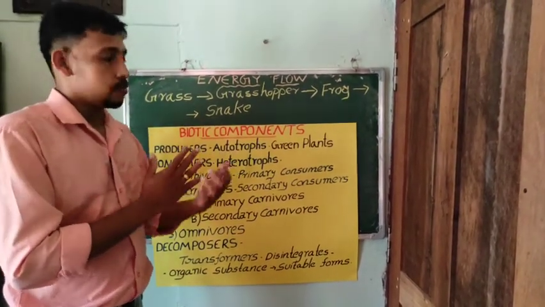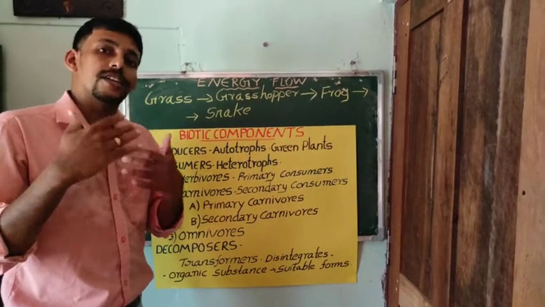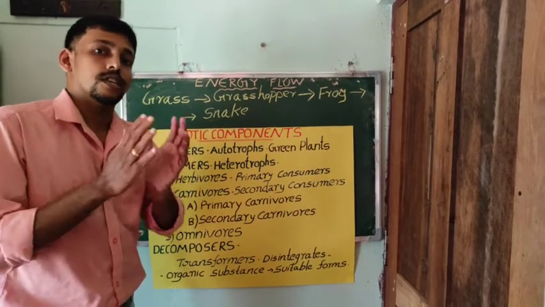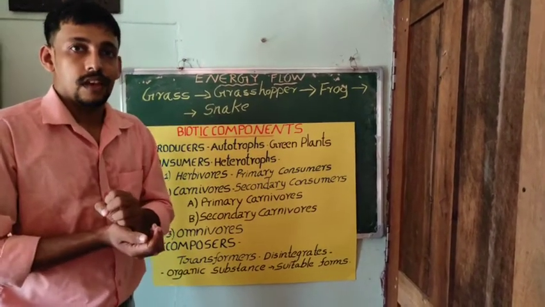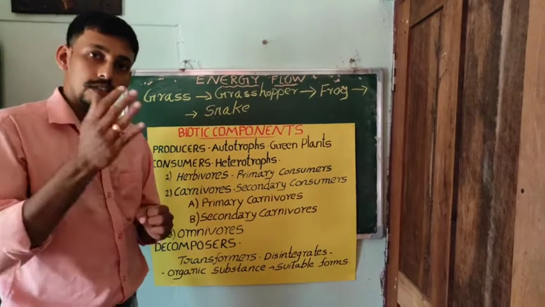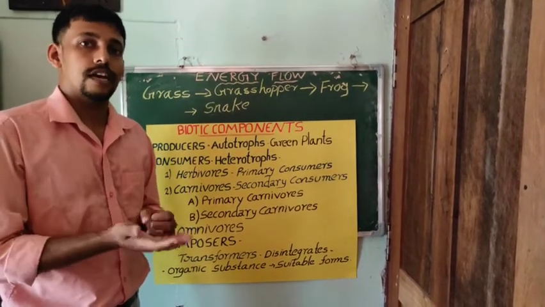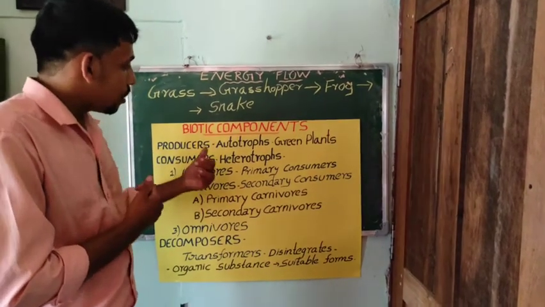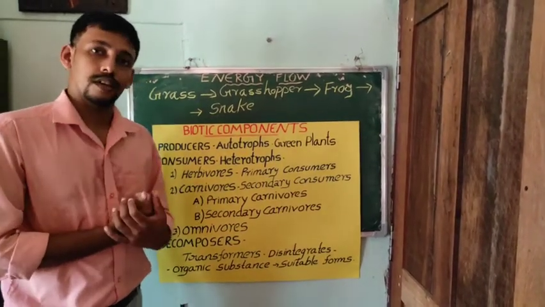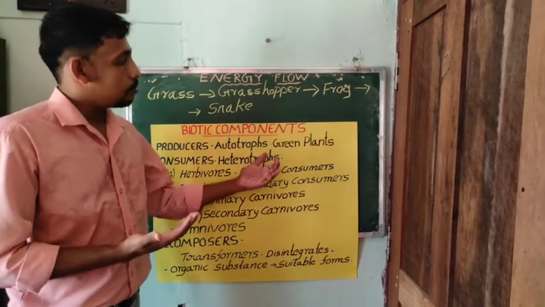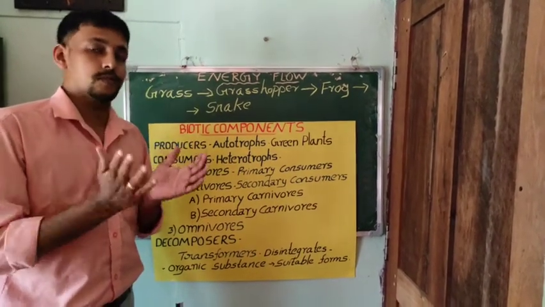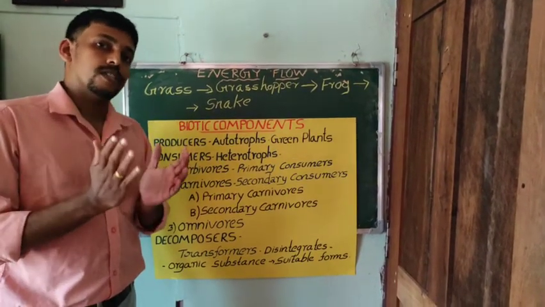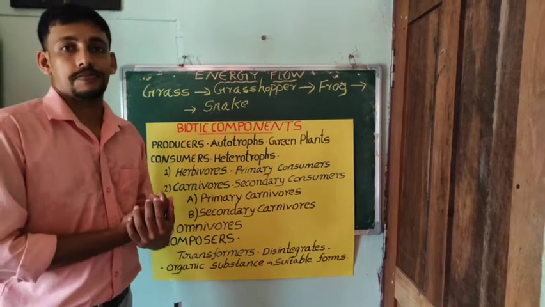The producers trap the light energy and convert this light energy into organic food. And all other animals consume this organic food and they also get the energy. Through photosynthesis, the green plants make their own food, and during photosynthesis, the green plants also release oxygen.